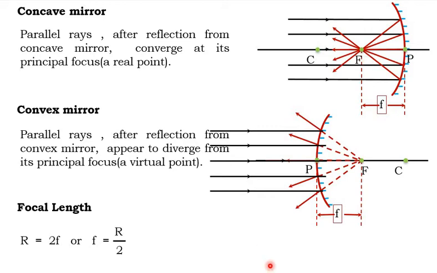parallel rays after reflection converge or appear to diverge from its principal focus. So we know here that R is equal to 2f, double of focal length, so focal length will be half of radius of curvature. So we can prove this, and we can have a look and just prove it.